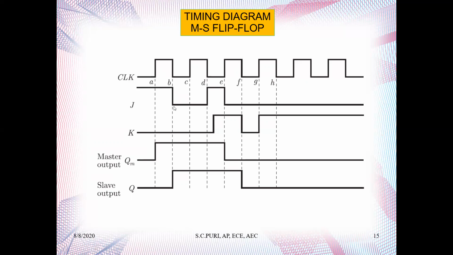But what happens at this trailing edge? The slave will activate itself, and it will simply copy the instruction. If there is 1 here, it will output as 1. So likewise, we can avoid the race around condition in the MS flip-flop.